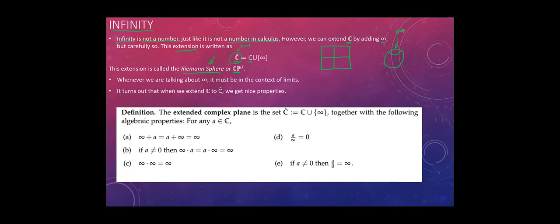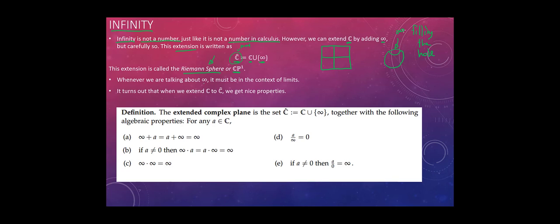So if we think about the complex plane, we wrap it up into a ball, we have some hole at, let's say, the North Pole, and infinity is filling that hole. So that's why you can think about this extension C hat as a sphere. It's an actual sphere. It's like taking the complex plane and wrapping it up into a ball. You're going to have some kind of hole at the top, fill in that hole with infinity, and boom, you've got yourself a complete sphere. So that's why we call it the Riemann sphere as well.